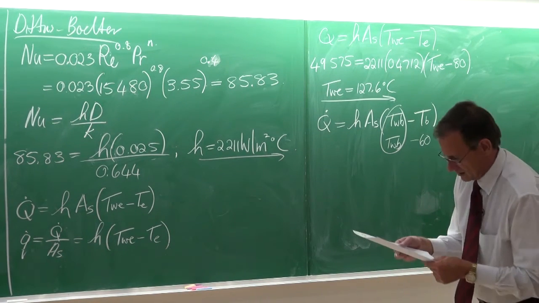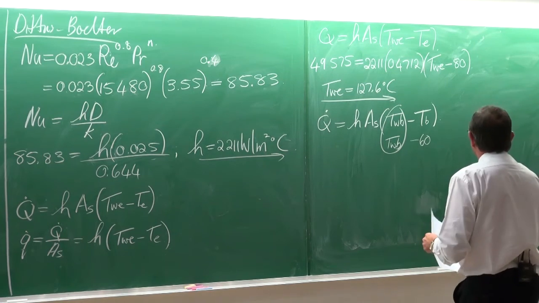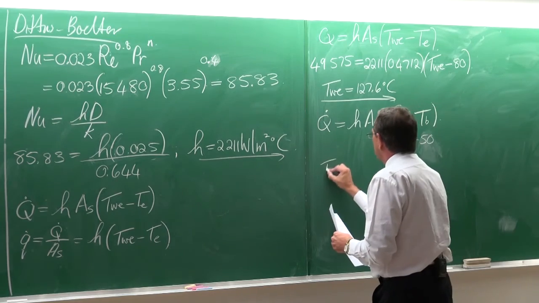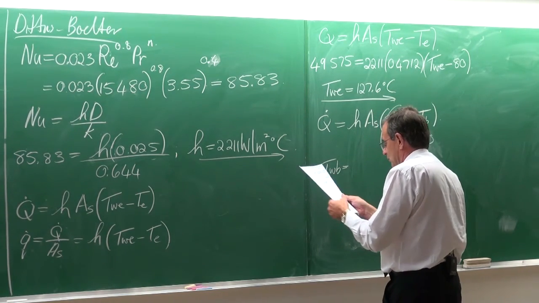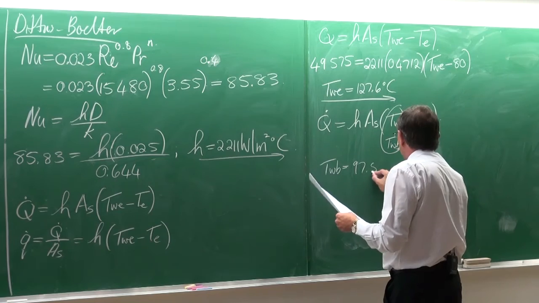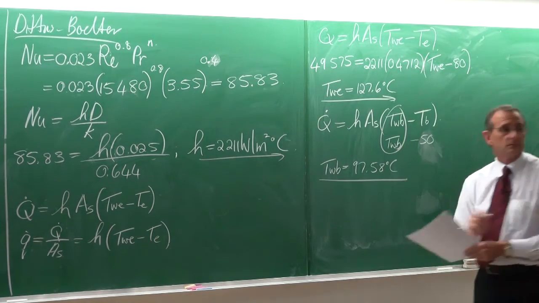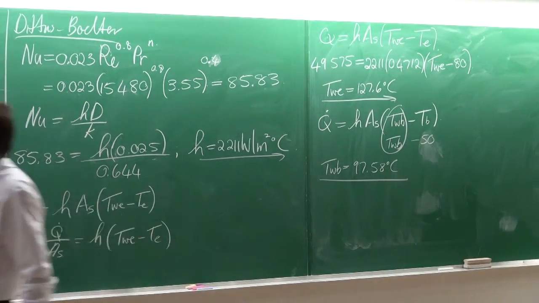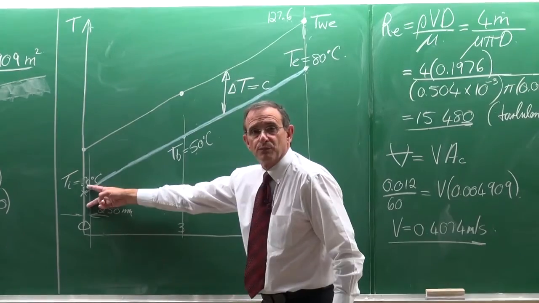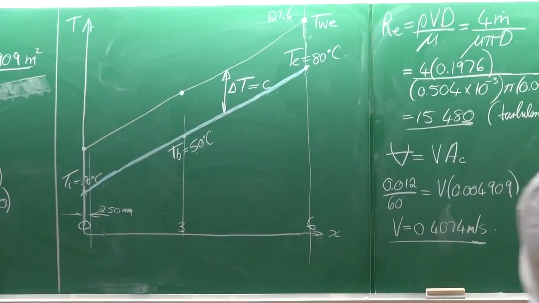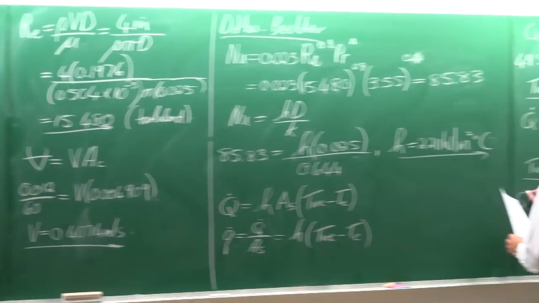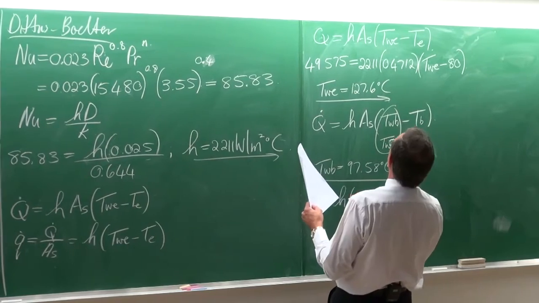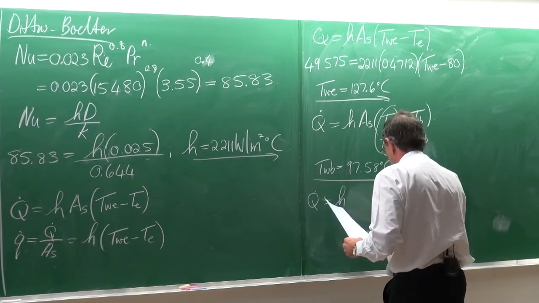And that temperature is equal to 60 degrees Celsius. What's it, 50? 50. Minus 50. And then we can calculate that temperature as equal to 97.58 degrees Celsius. And we can do exactly the same here with the inlet. The heat flux driving this problem is equal to the heat transfer coefficient multiplied by the delta T. So the heat transfer rate is equal to the heat transfer coefficient multiplied by the area, sorry.